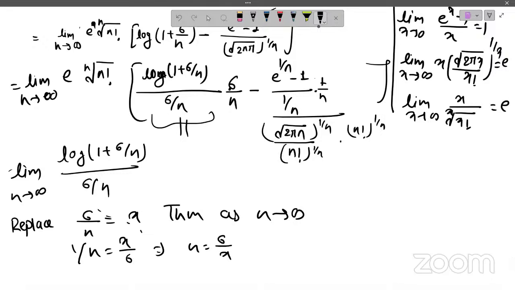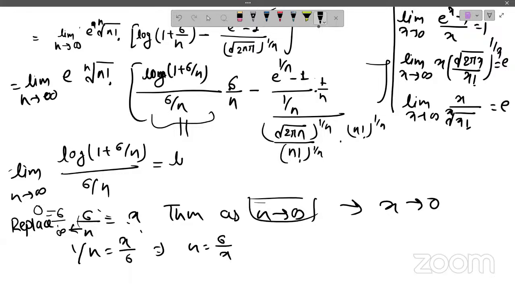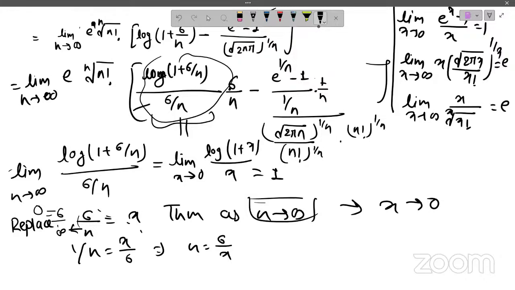But observe that as n goes to infinity, x goes to 0, because x is 6 by n. So n is going to infinity, so this becomes 6 by infinity, which is nothing but 0. So this limit turns out to be the limit as x goes to 0 of log of 1 plus x upon x, and we know that this limit is nothing but 1. So we have solved this term. It will become 1 if we pull our limit inside the bracket, and we'll remain with 6 by n. Okay, fine. So one thing is done.